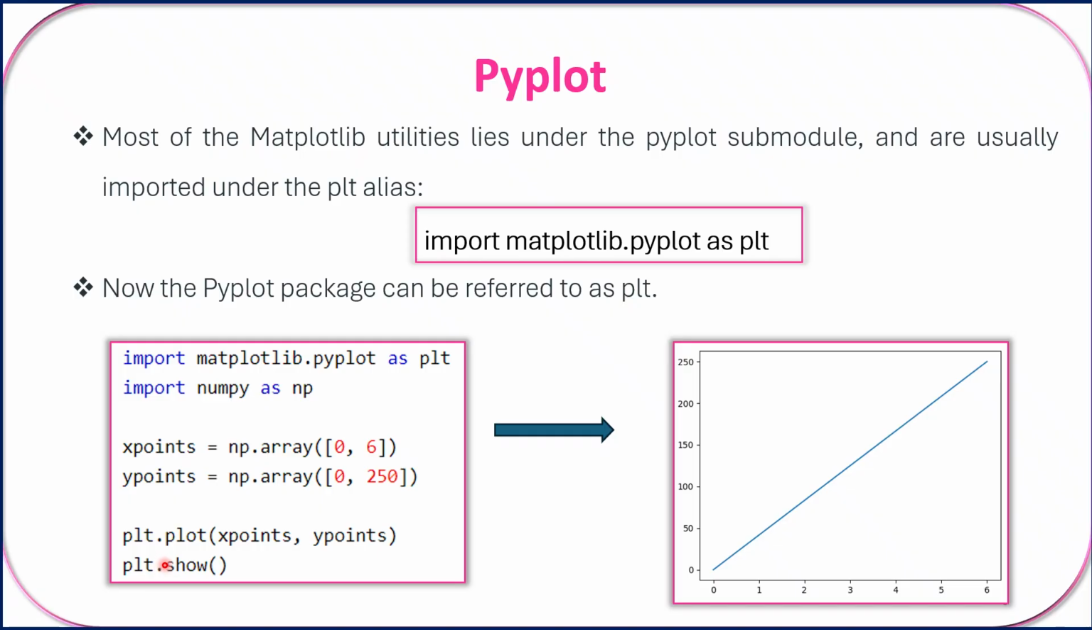So the command is plt.plot(xpoints, ypoints), or if you give x or y, it is going to be x comma y, and at last we have to give plt.show for the plot to be shown. So based on the values you give, the visualization is done.